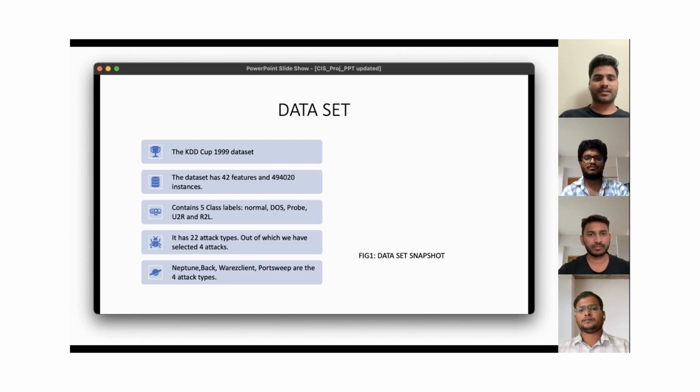The data set is the KDD Cup 99 data, which has 42 features and 49400 instances. It contains 5 class labels: normal, DOS, probe, U2R, and R2L. It has 22 attack types, out of which we have selected 4 attacks. Neptune, back, warezclient, portsweep are the attack types. Coming to the next slide.